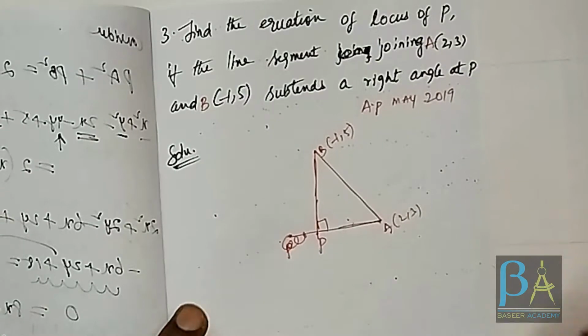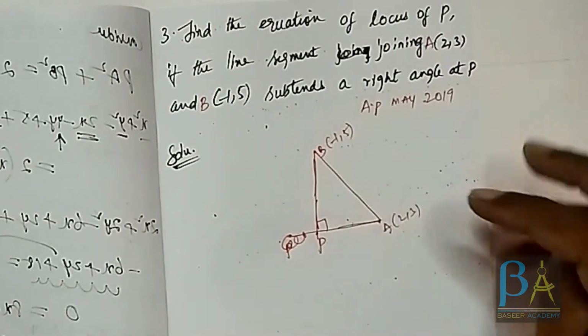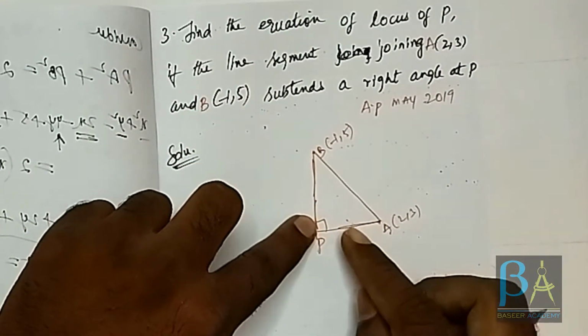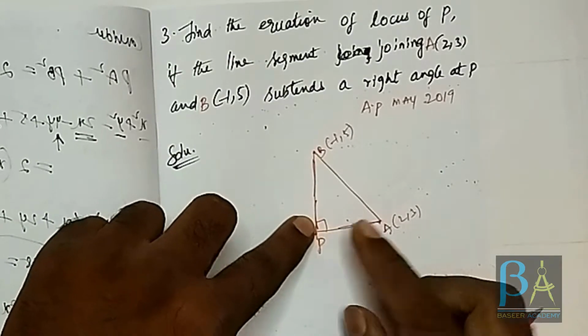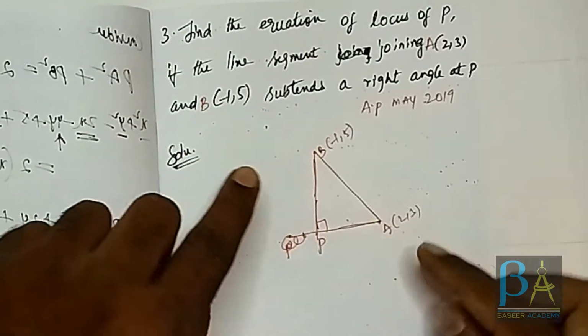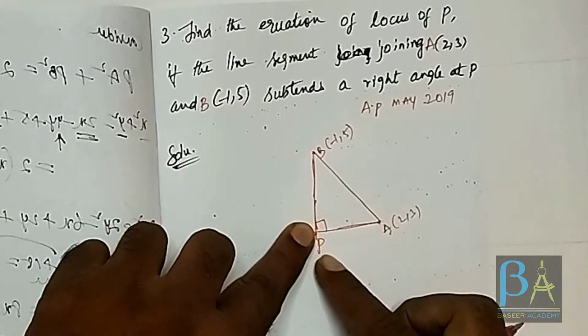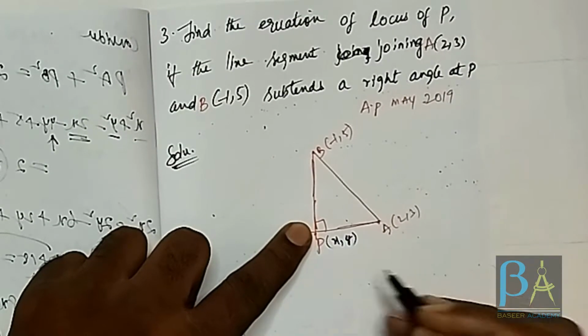So this is what it really means. We have a line segment joining the 2 points A and B, and this line segment is making an angle of 90 degrees at the point P. A right angle is nothing but 90 degrees, right? So this line segment is making a 90 degree angle at the point P. Let us say the point P has the coordinates x, y.